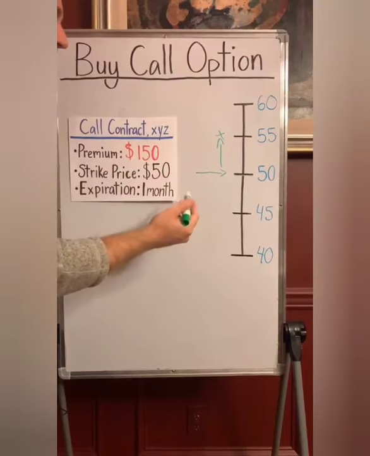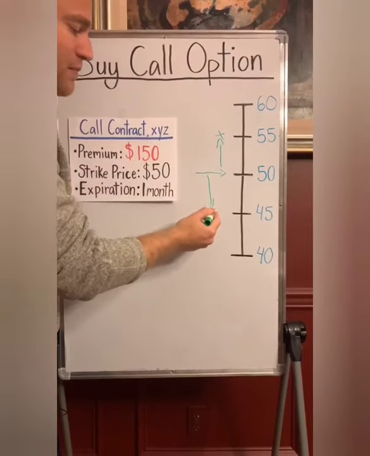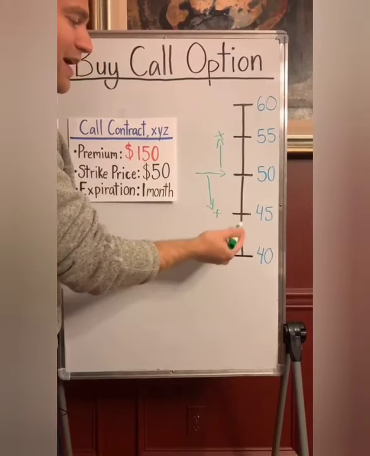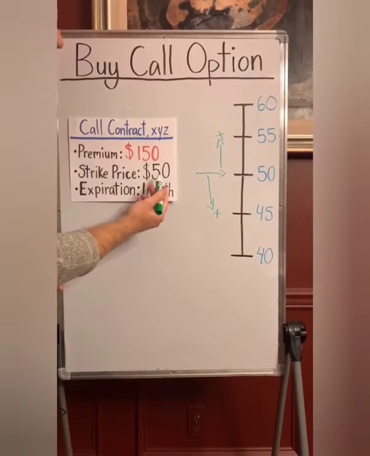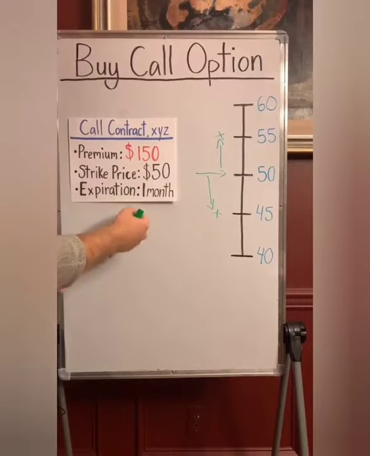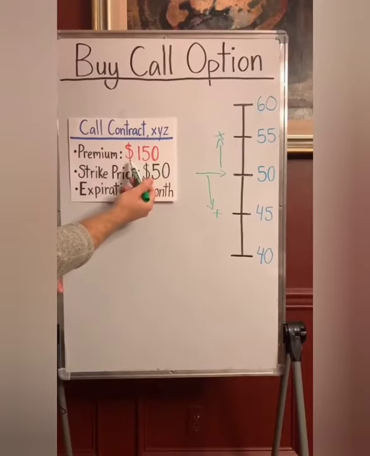Now, let's say that the other scenario happens. Let's say that right before expiration, the share price is $45. Well, I'm not going to buy it at $50. Instead, I'm just not going to do anything, let the contract expire, and I lose the $150.